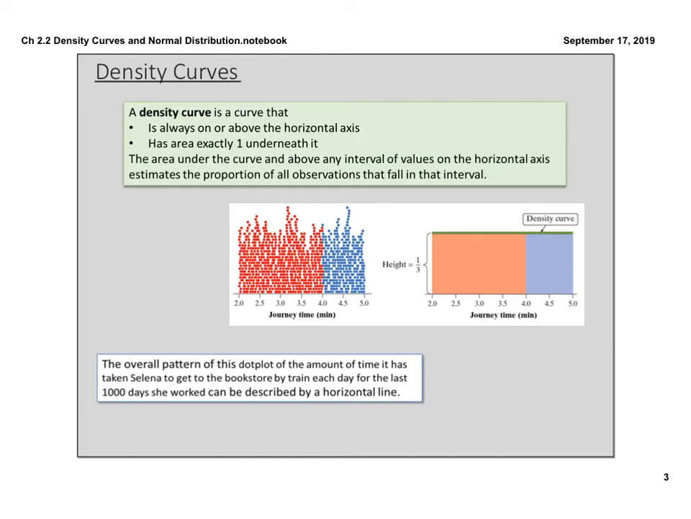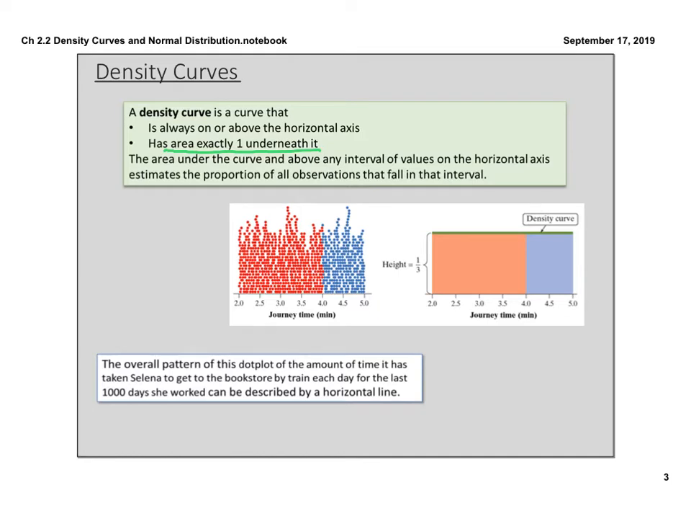But the one thing you want to remember about a density curve is that it houses 100% of your data. All of your data lives under the density curve. So when it says it has an area of exactly 1, that's because all of the data lives underneath that density curve, okay? It says the area under the curve and above any interval of values on the horizontal axis estimates the proportion of all observations that fall in that interval.